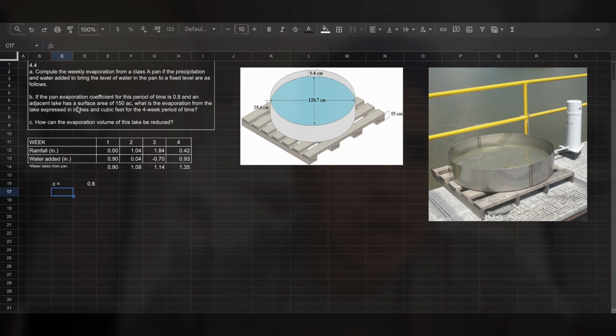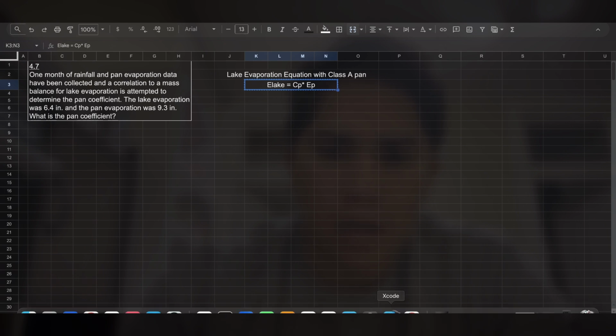Now for part B, if the pen evaporation coefficient for this period of time is 0.8, and an adjacent lake has a surface area of 150 acres, what is the evaporation from the lake expressed in inches and cubic feet for the 4-week period of time? So if you remember our equation, I think I have it in the next problem. Let's just copy and paste that.